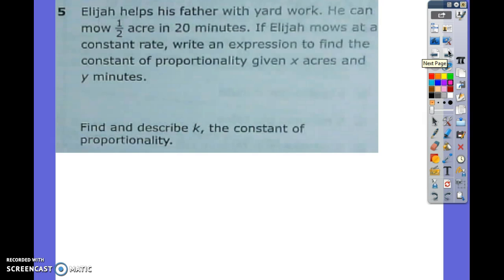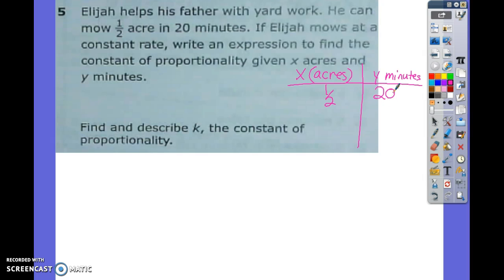Number 5, Elijah helps his father with yard work. He can mow 1/2 acre in 20 minutes. If Elijah mows at a constant rate, write an expression to find the constant of proportionality given x acres in y minutes. So it's telling us that x is going to be our acres and y is going to be our minutes. So we want to set up our table. And it says that he can mow 1/2 acre in 20 minutes.